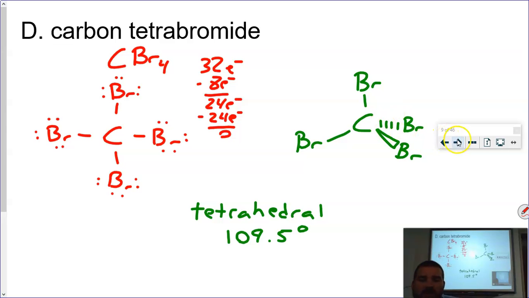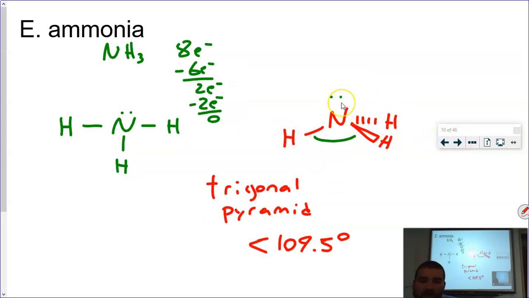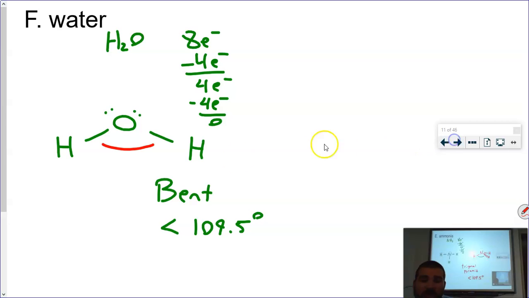4 atoms, coordination number 4. 3 atoms, 1 lone pair. Coordination number is 4. 2 atoms, 2 lone pairs. Coordination number is 4.